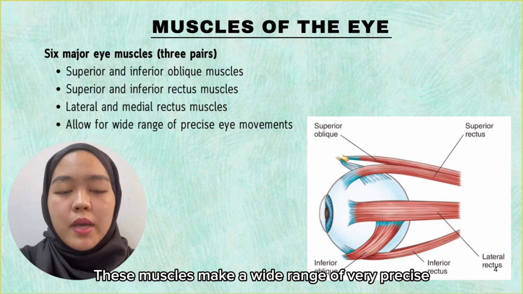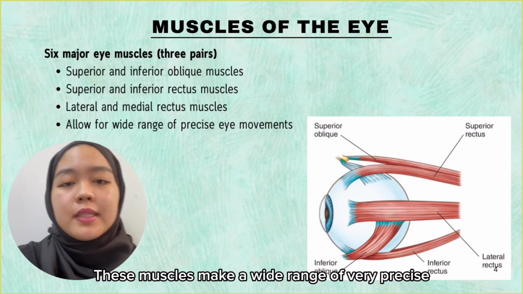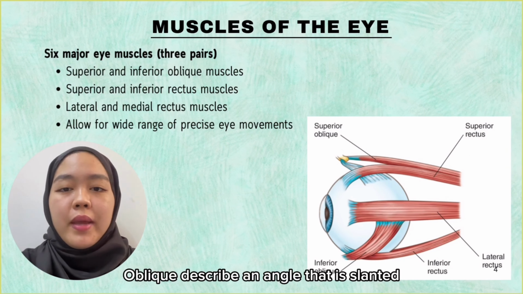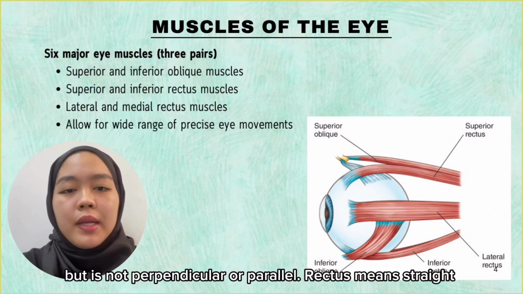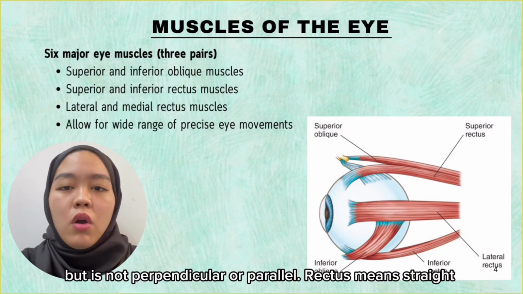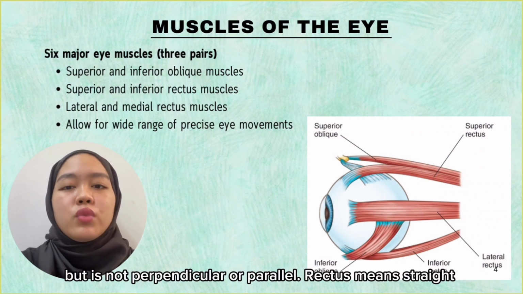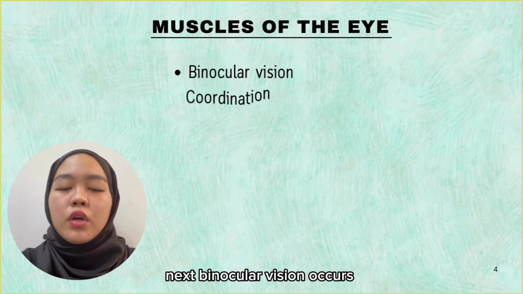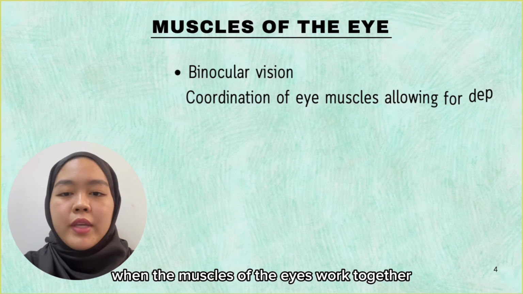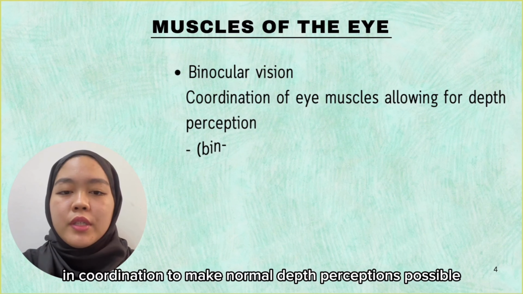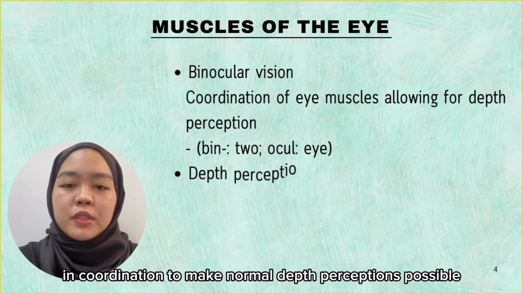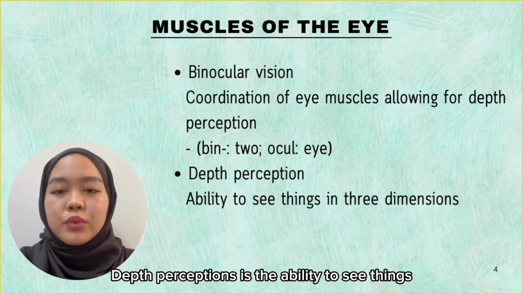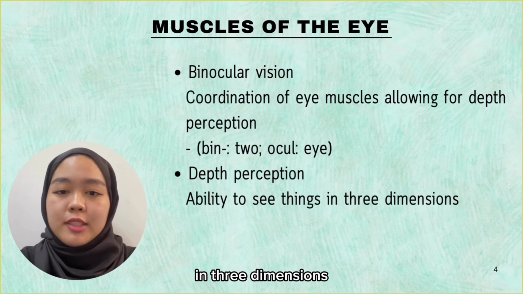These muscles make a wide range of very precise eye movements possible. Oblique describes an angle that is slanted but not perpendicular or parallel. Rectus means straight. Next, binocular vision occurs when the muscles of the eyes work together in coordination to make normal depth perception possible. Depth perception is the ability to see things in 3 dimensions.